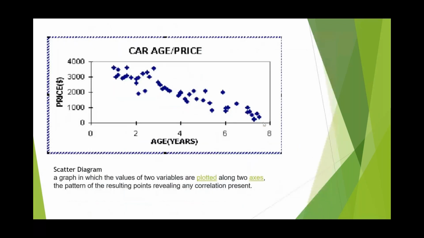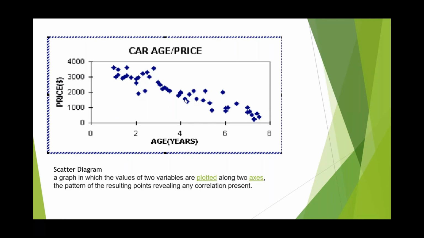Okay. So the scatter diagram is nothing but a graph in which values of two variables are plotted along the two axes. So let's say this is a scatter diagram chart to find the car age versus price. The inference from this chart is that as the age of a car increases, the price decreases.